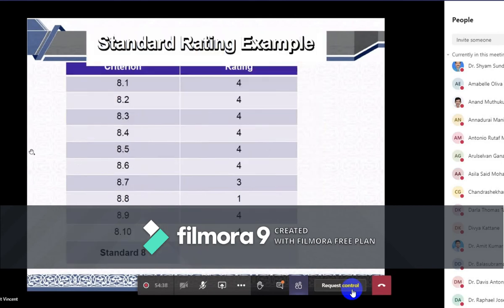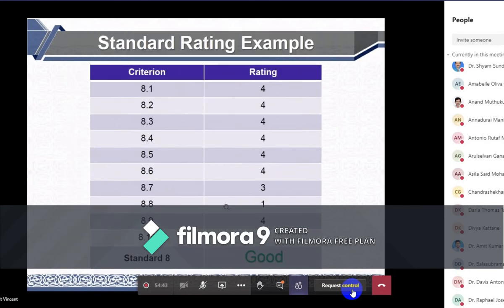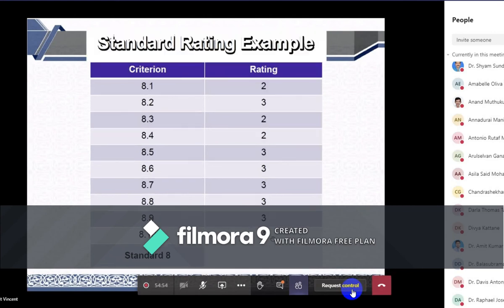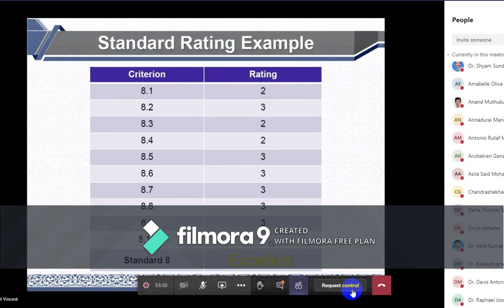Let's take 8, staff and staff support services. So if we get all 4s and even if there is a 1, then we will get good. So all our 4s, even if 1 is going to change it to good. Okay, again 8, staff and staff support services. These are all possible examples. Now if there are no 1s and no 0s, and there are 2s and 3s and 4s only in the criteria, then we would get excellent for a particular standard.